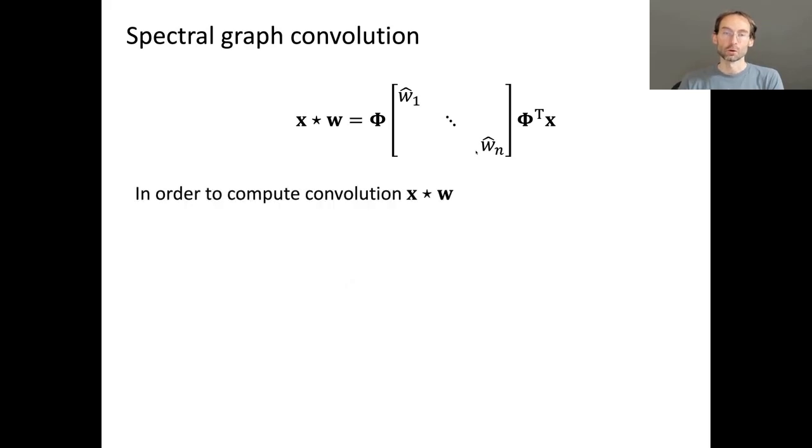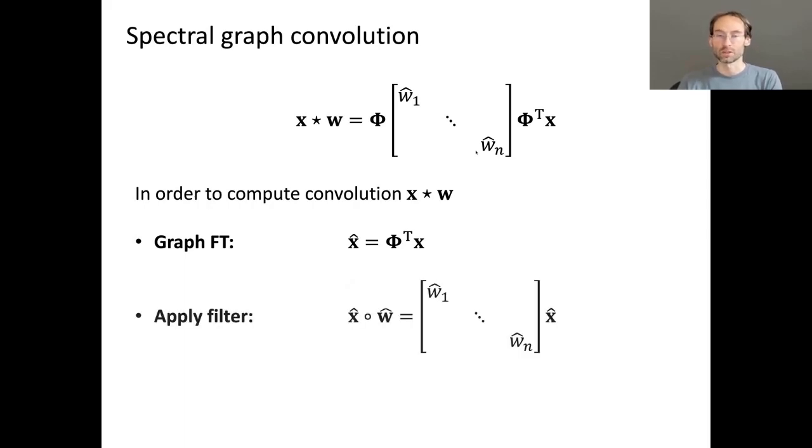So in order to compute the convolution of x with w, we first apply the graph Fourier transform, right? We multiply our signal x by the graph Laplacian eigenvectors. So this is encoded by the matrix phi. Then we apply the filter by diagonal matrix multiplication, element-wise product, and then we apply the inverse Fourier transform. Okay, so far it looks exactly the same.